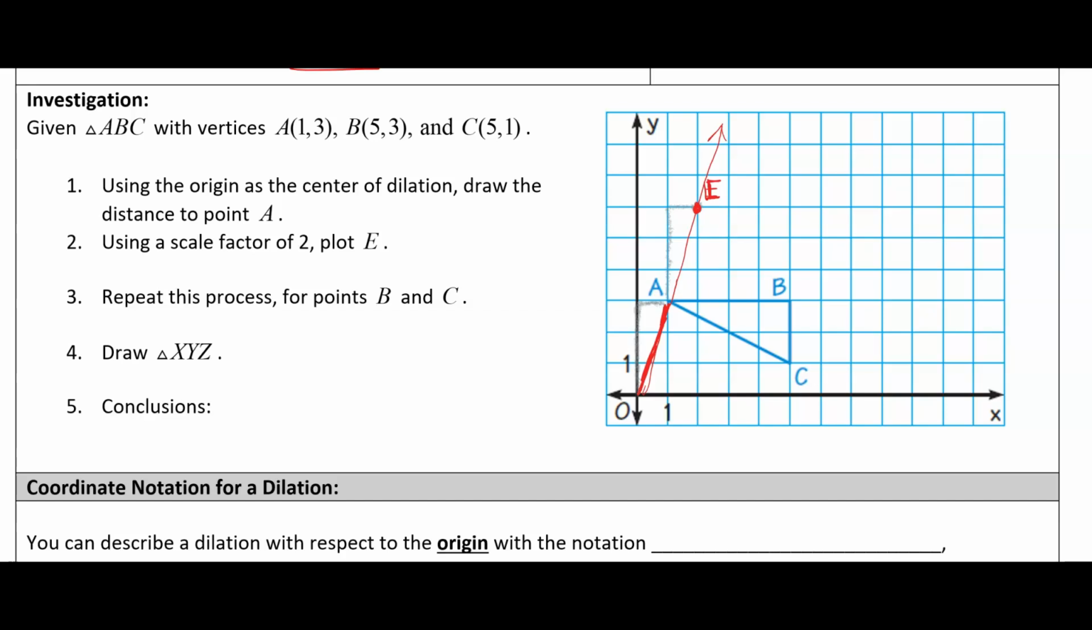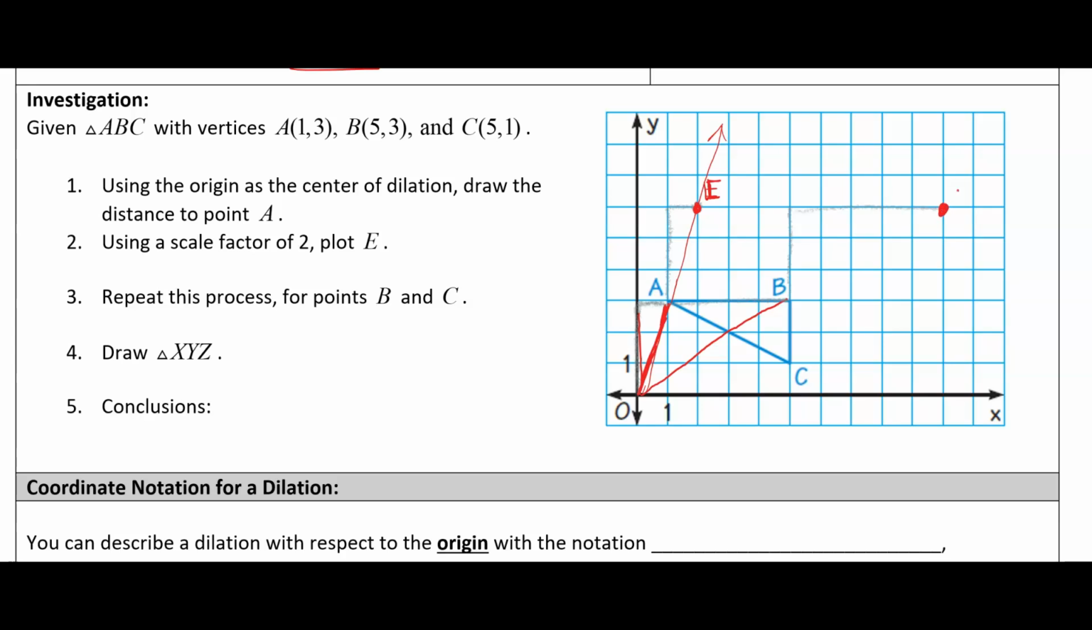Now, it says to repeat this process for point B. So I'm going to draw that line there. I'm going to see what that slope is. That goes up 3. And it's going to go over, let's see, 1, 2, 3, 4, 5. So I need to do that again. Up 3 and 1, 2, 3, 4, 5. So there is going to be our next point, okay?